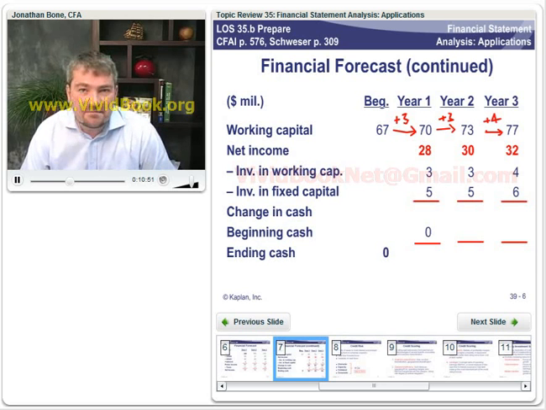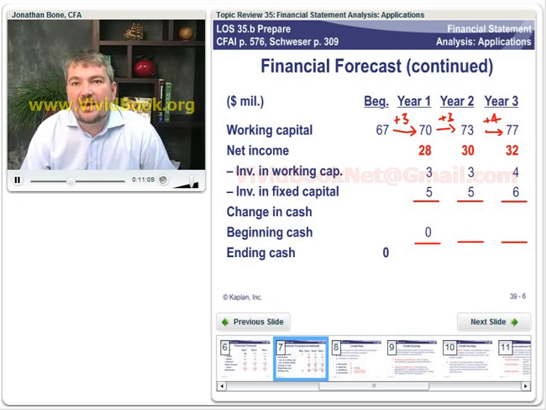Our investment in fixed capital is going to be 5% of that year's sales. So 5% of 100, 5. 5% of 105 with a little bit of rounding, 5. And 5% of 110, 6. So those essentially are our cash outflows on working capital and fixed capital.